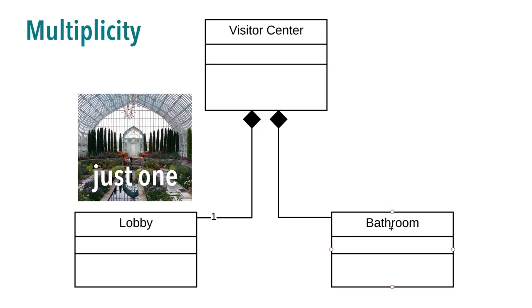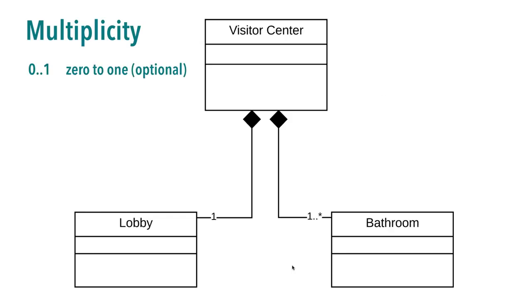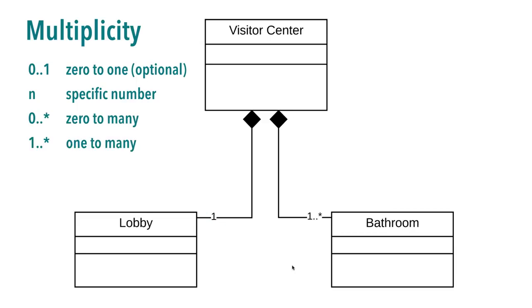But for bathrooms, maybe we want to make it so that there's at least one bathroom per visitor center, but leave the option to have as many as you'd like. We'd use this notation to denote one or many bathrooms. Other types of multiplicity are 0 to 1, which is an optional relationship, n representing a specific amount, which in our example was 1, but it could be any other number depending on your use case, 0 to many, 1 to many, or a specific number range.